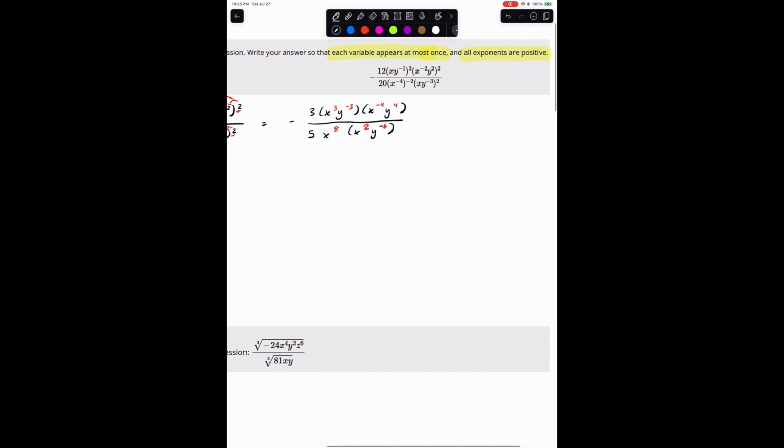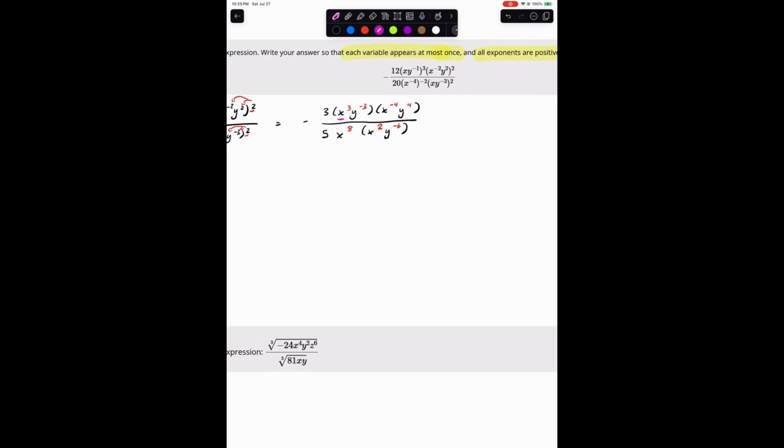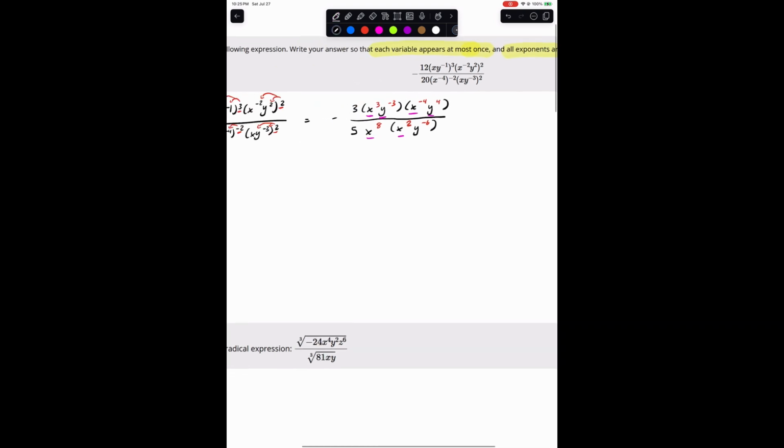Now from here, I can combine my like terms, my x's and my y's. So from here, negative 3, and on top I'll have x, 3 minus 4 is negative 1. My y's have negative 3 plus 4, which is positive 1. All of this over 5 times x to the 10th, and then my y to the negative 6.